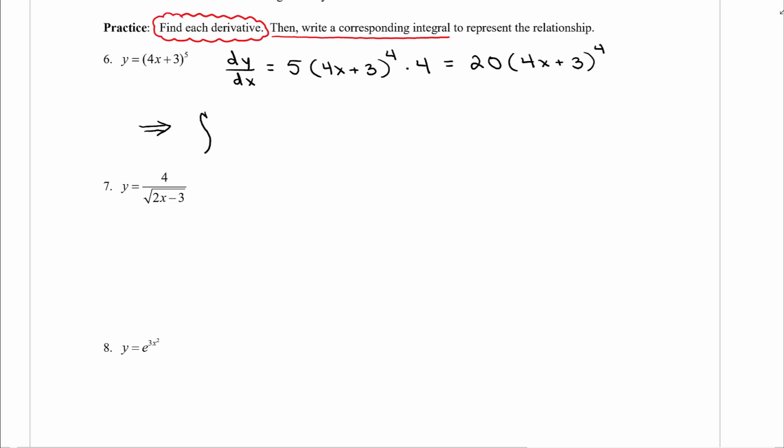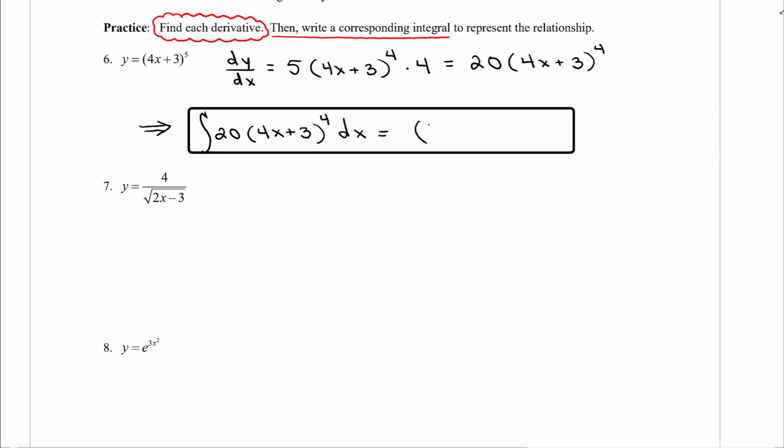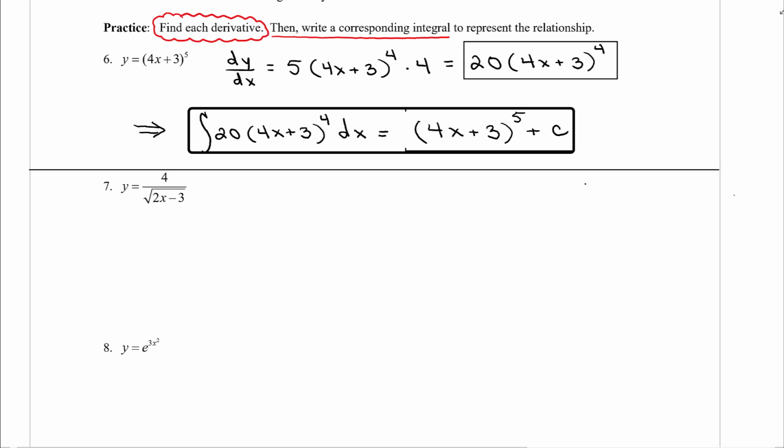The integral of 20 times the quantity 4x + 3 raised to the 4th power dx is going to be equal to (4x + 3)^5 + c. And I went ahead and boxed in that entire relationship. So that part where it says the integral is equal to the antiderivative plus c, I boxed that whole thing in, and I also boxed in the part where we found the derivative. Okay, number 7. y equals 4 over the square root of 2x - 3.